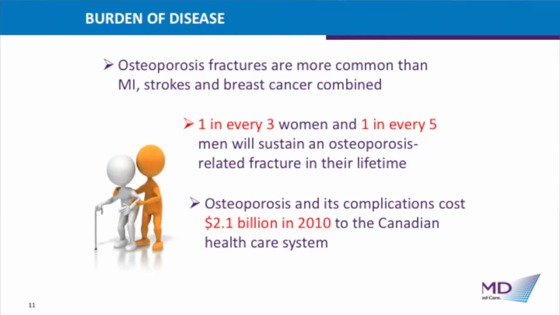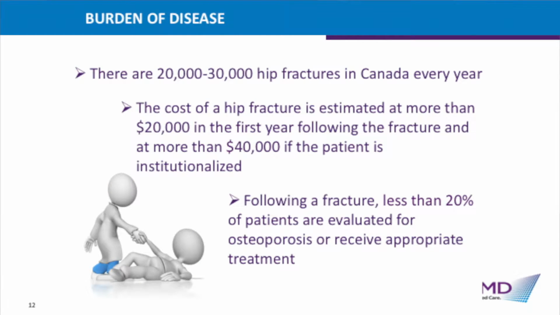There are 20,000 to 30,000 hip fractures in Canada every year. The cost of a fracture is between $20,000 and $40,000 if the patient becomes institutionalized. And the unfortunate thing is that care gap. Less than 20% of patients who have sustained a fragility fracture will be evaluated for osteoporosis or receive appropriate treatment.